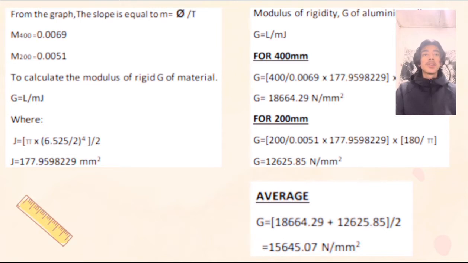For the modulus of rigidity G, for 400 millimeter, the G is 18,664.29 Newton over millimeter square. For 200 millimeter, we get G as 20,625.85 Newton per millimeter square. From that, we can get the average modulus of rigidity, which is 50,645.07 Newton divided by millimeter square. That's all for me.